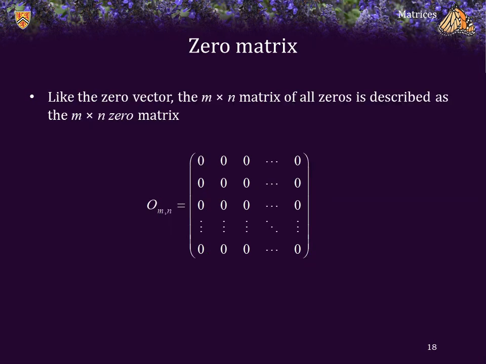Like the zero vector, the m by n matrix of all zeros is described as the m by n zero matrix. It is denoted by an italicized O subscripted with m and n.